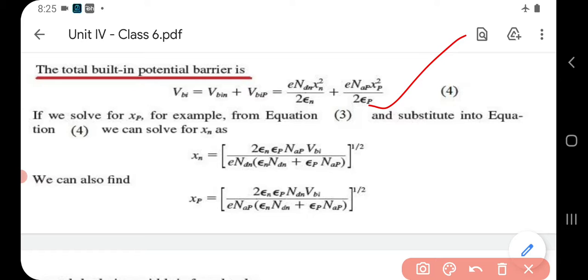Now, on solving for xp from equation 3 and substituting in equation 4, you will get the value of xn as this and the value of xp as this. So that also, if you can write, you just write, otherwise you just skip. Once you learn this, it is easy to write, but if you can study, you can just mention it, otherwise you can leave it.